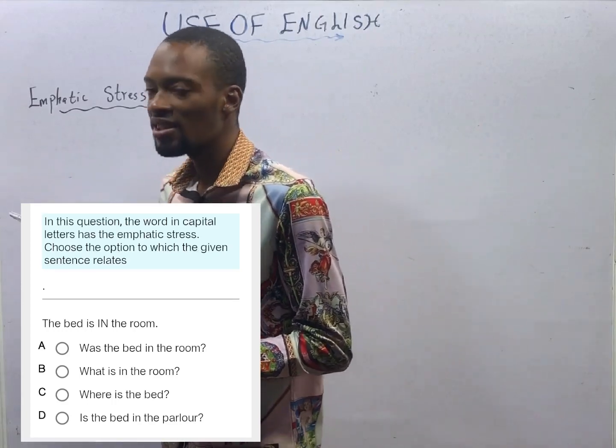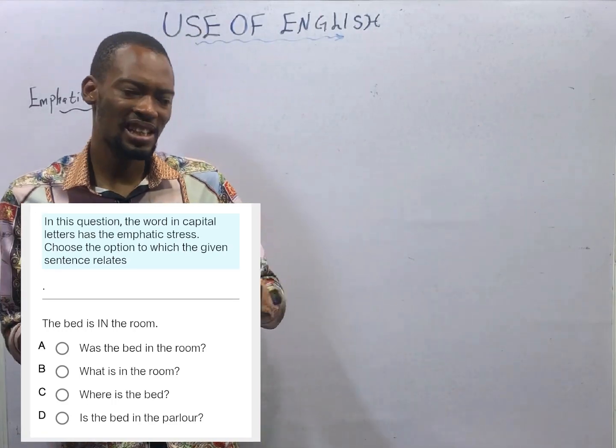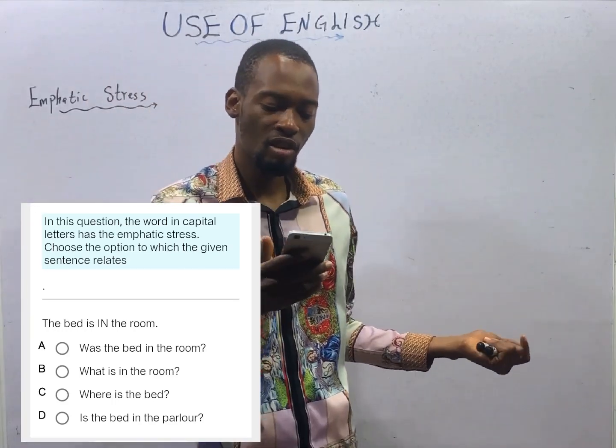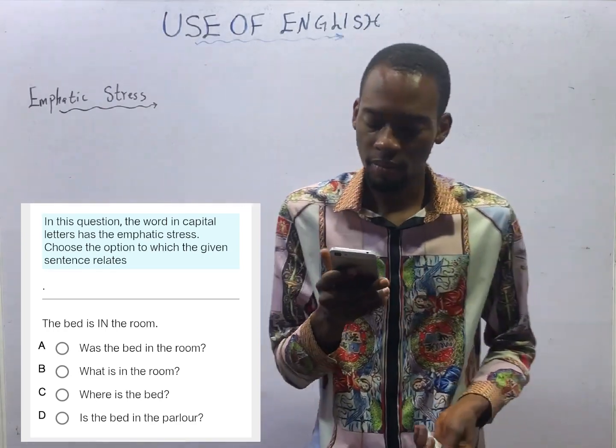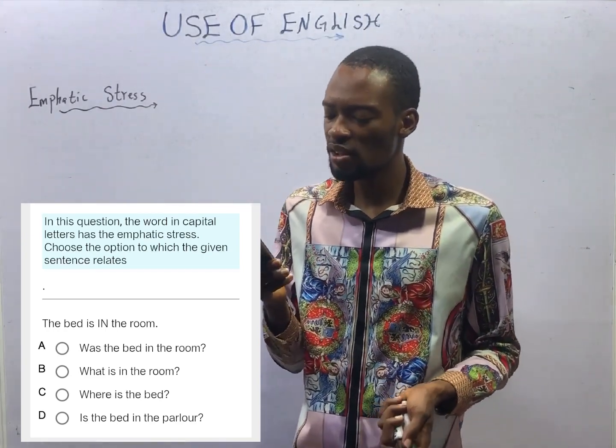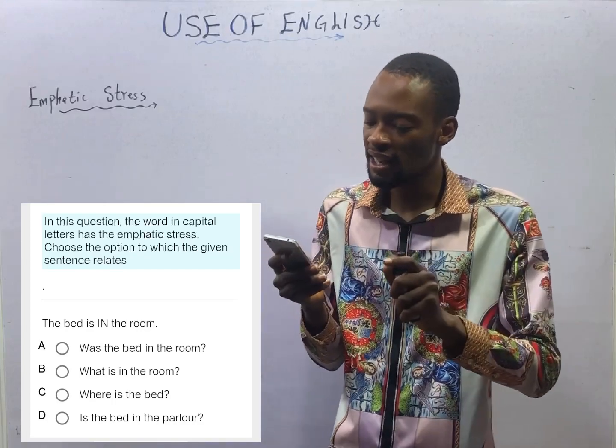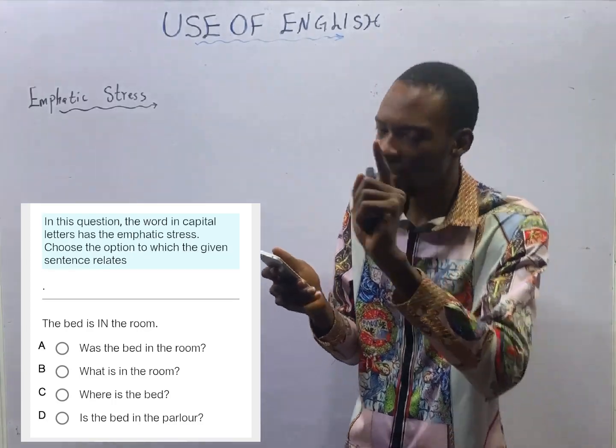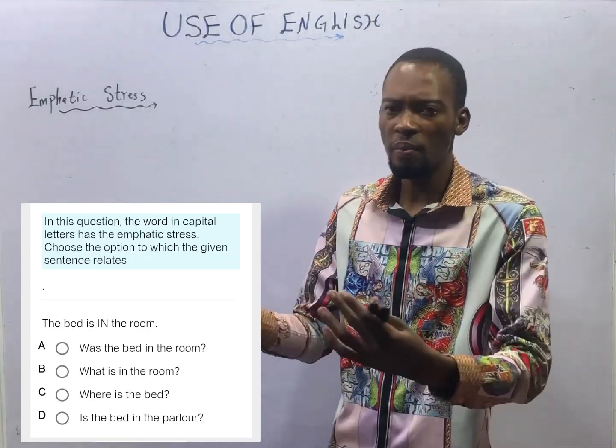A, B, and D, they contain "in", so they can't be the correct answer. Option C is, where is the bed? Where is the bed is a question that can warrant the answer: the bed is in the room, to show you the place.